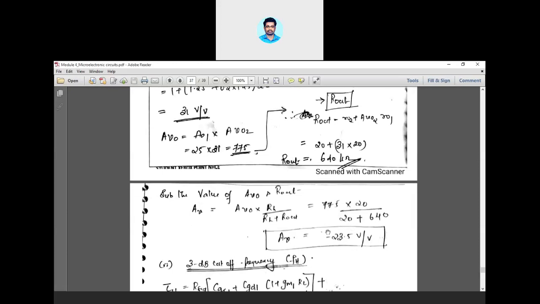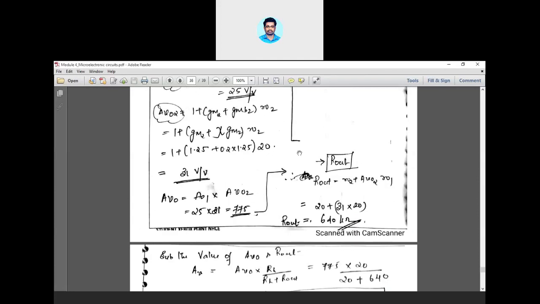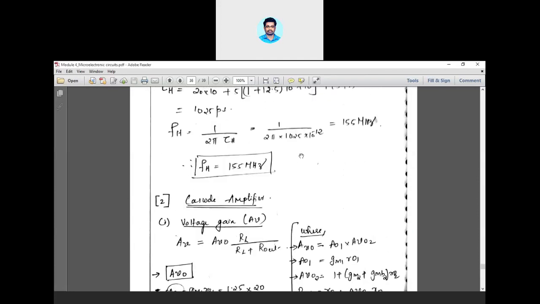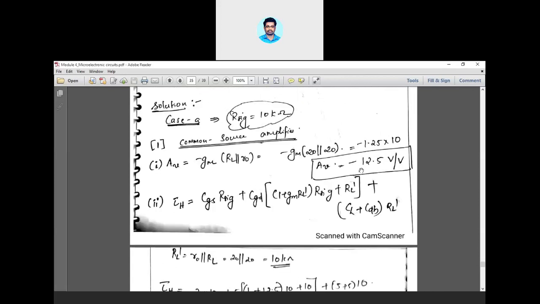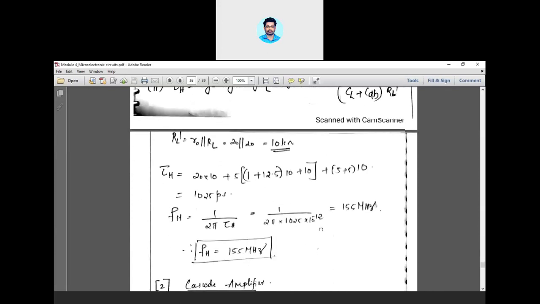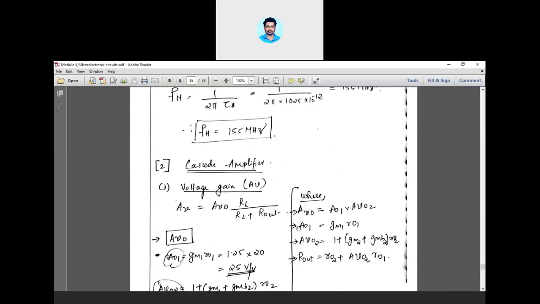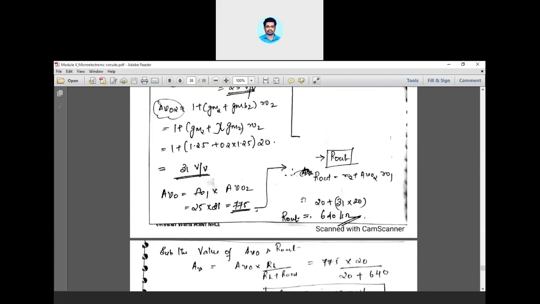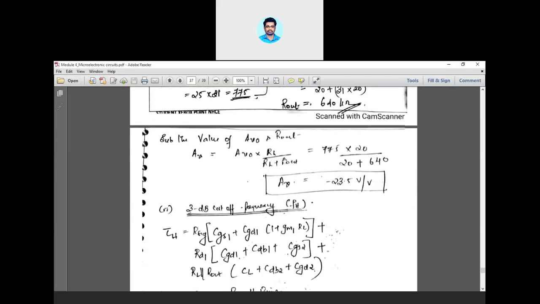See, now your gain has become minus 23.5. Your gain has become minus 23.5 from the previous case. In the CS case, it was 12.5, I think, isn't it? So from 12.5 gain, now you have increased your gain. This was the gain for the previous version, CS, but when you are using the cascode amplifier, your gain has been increased from 12.5 to 23.5.